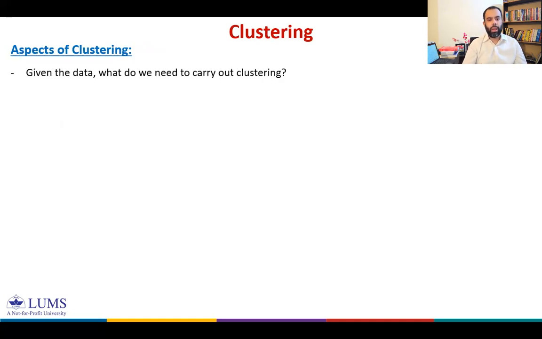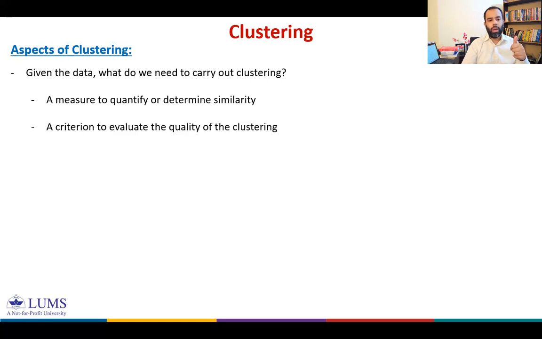So given the data, what do we need to carry out clustering? Three things. So we need to define a measure to quantify or determine similarity, because we want to group similar data points. We want to group similar objects to form a cluster. So we need to define the notion of similarity, and we need to define a measure to quantify this similarity.